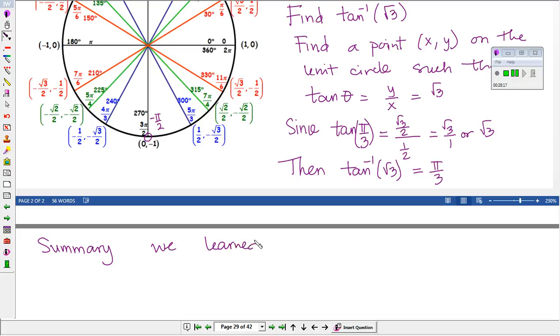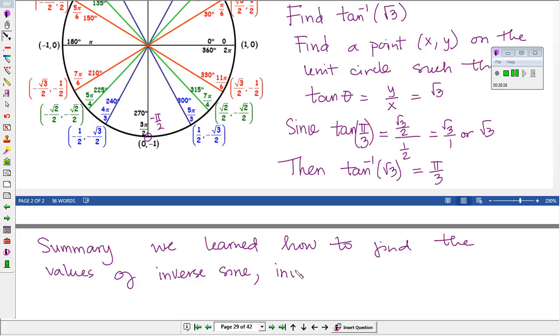So let's go ahead and write out the summary. In this video, we learned how to find the value of inverse sine, inverse cosine, and inverse tangent.